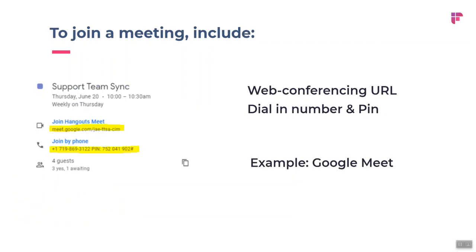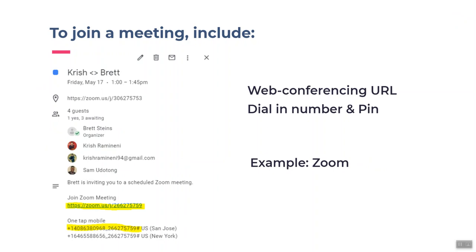To join a meeting, what you need to have on the calendar invite is a web conferencing URL and a dial-in number and PIN. So here's an example of Google Meet where both the URL is there and the dial-in number and PIN. In case Fireflies is not able to dial in via the URL, it joins via the PIN and dial-in number. So we encourage you to put both in there. Here's another example of Zoom, where there's the Zoom URL for joining the meeting, as well as the dial-in number and PIN.